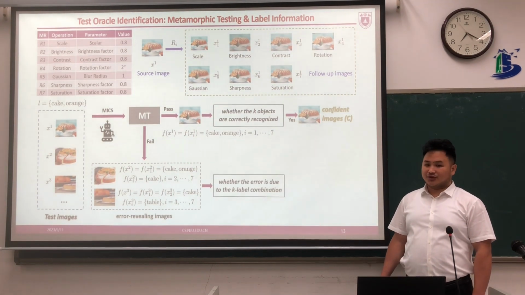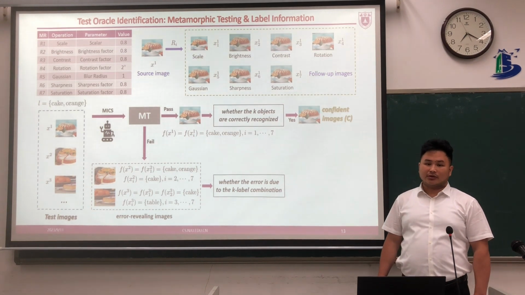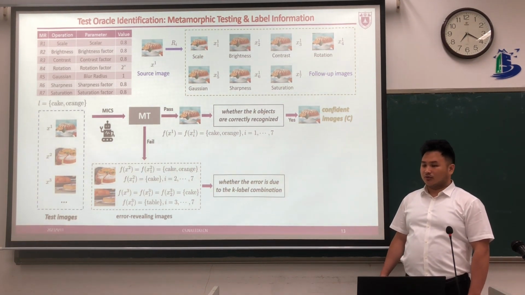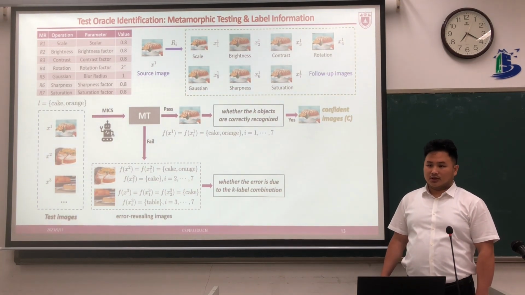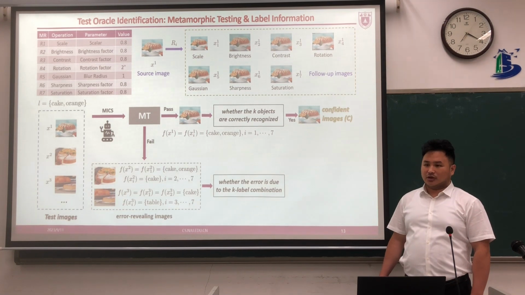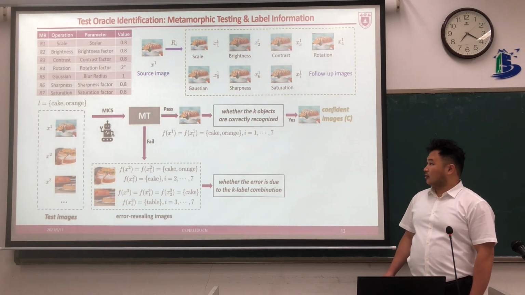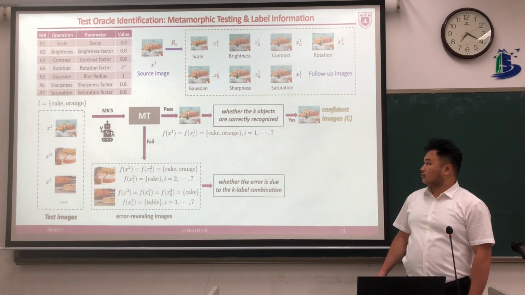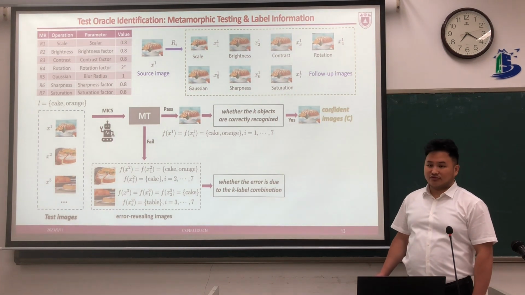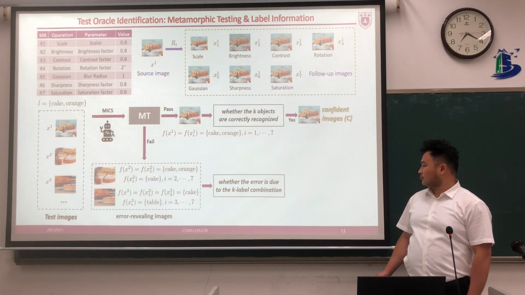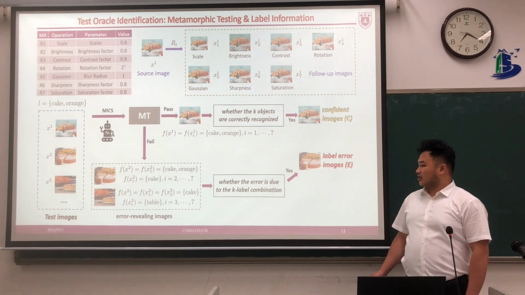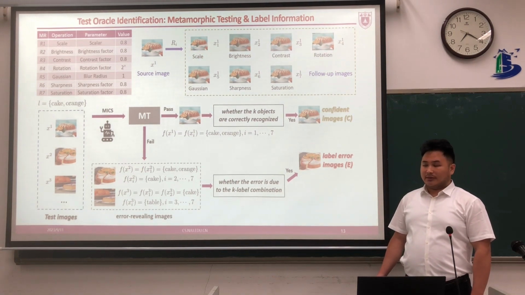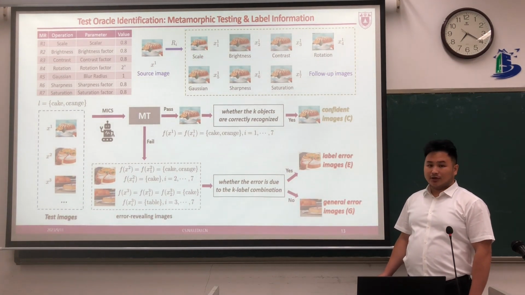Then we check whether the error is due to the current label combination. That is, we want to check whether the current label combination appears in some but not all of the 8 outputs, 1 source and 7 follow-ups. If yes, we think the image is a label error image. Otherwise, it's a general error image.